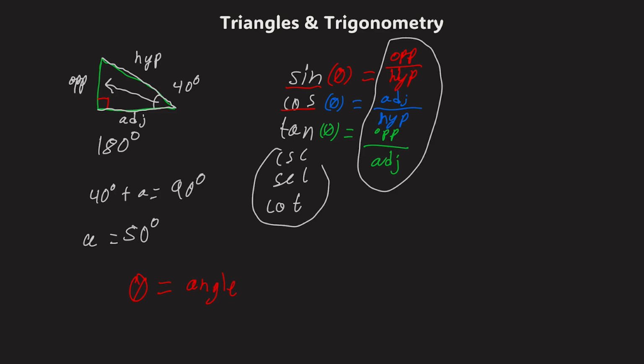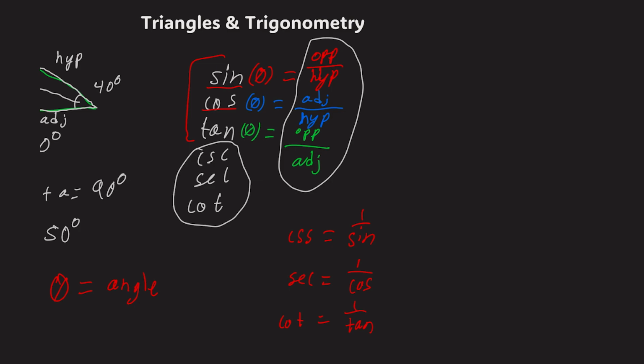The remaining three, cosecant, secant, cotangent, are sort of the original three but flipped over. So cosecant equals 1 over sine, secant equals 1 over cosine, and cotan equals 1 over tan. Therefore, we can write that cosecant equals hypotenuse over opposite. We can write secant equals hypotenuse over adjacent. And we can write cotangent equals adjacent over opposite.